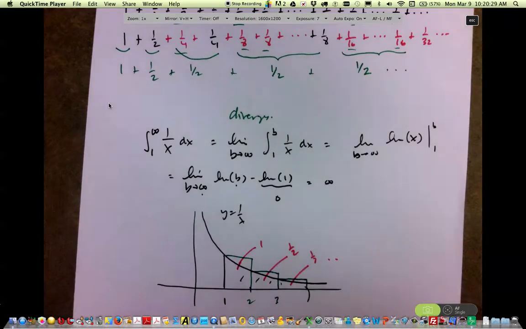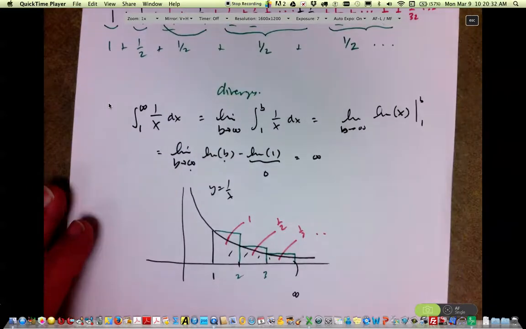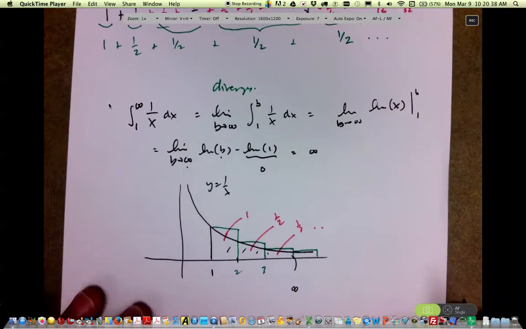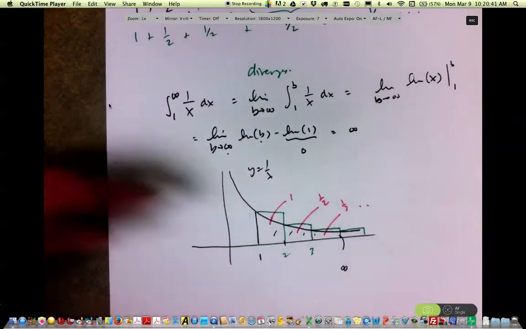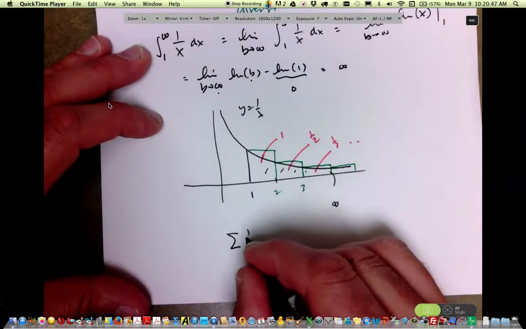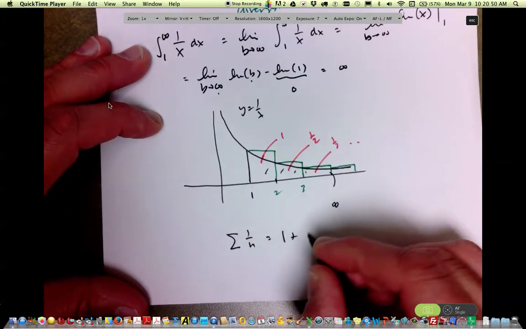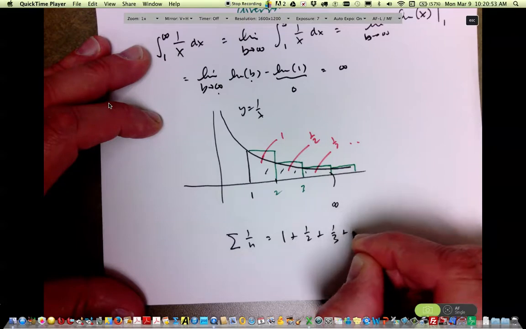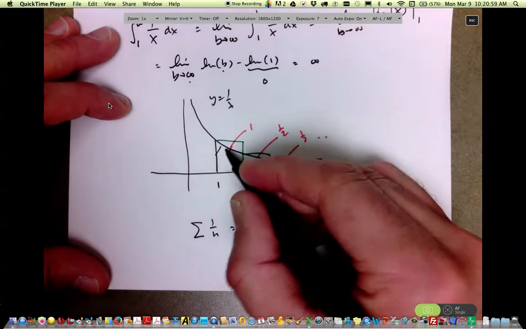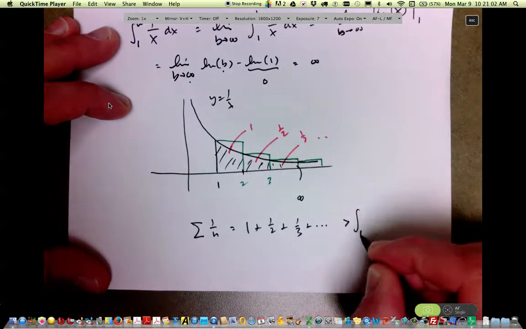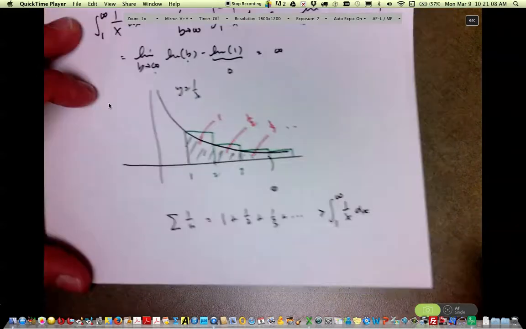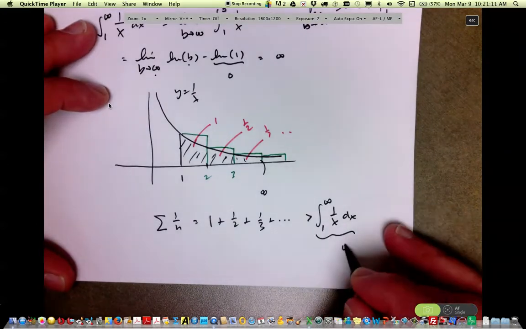What we want to think about is, how does the area of all those rectangles compare to the area underneath the curve? The area of all those green rectangles is greater than the area underneath the curve. So we can say the sum of 1 over n, which is equal to 1 plus 1/2 plus a third plus and so on, is bigger than the area underneath the curve, which we said was the integral from 1 to infinity of 1 over x dx. And then we said that this was infinitely large.